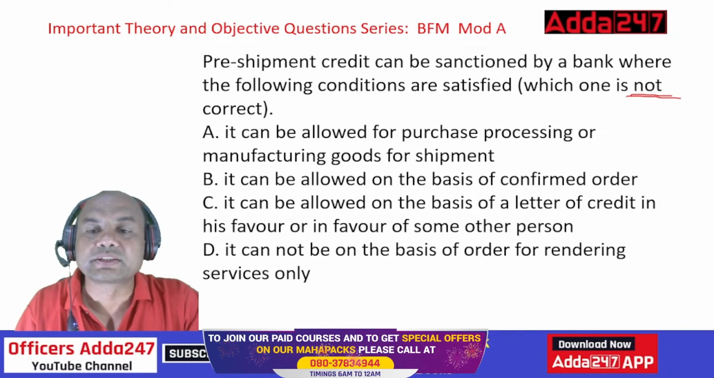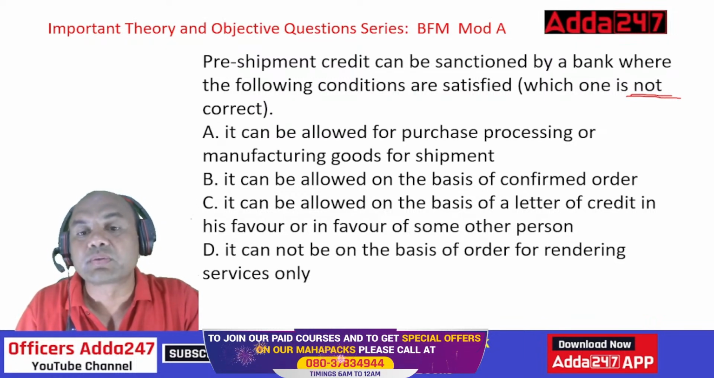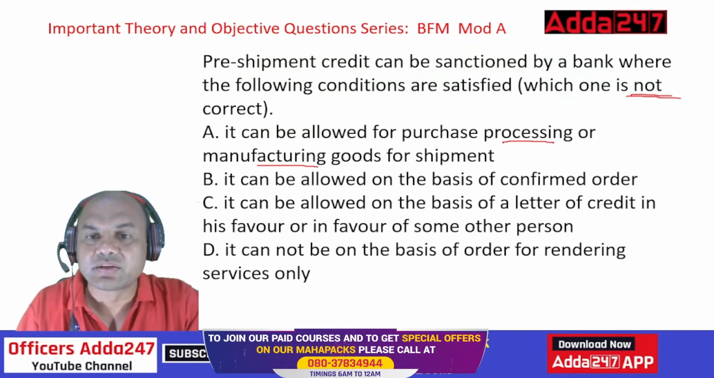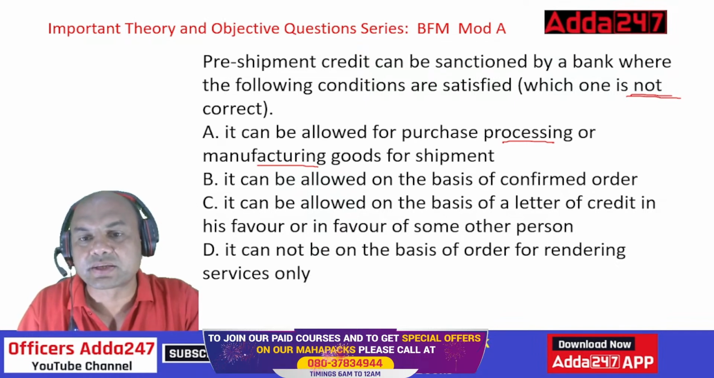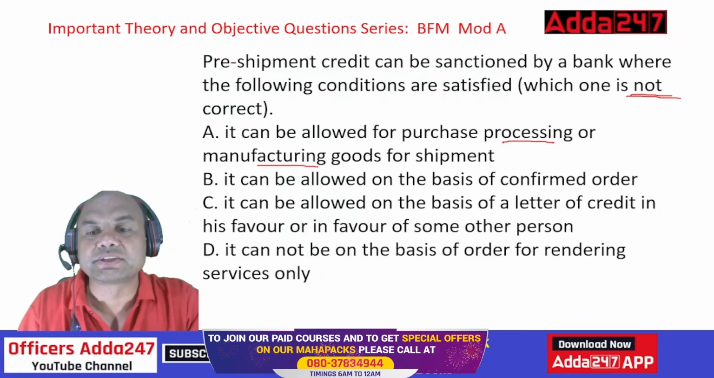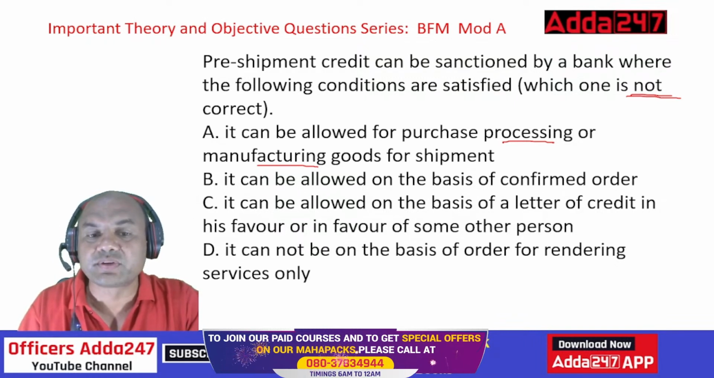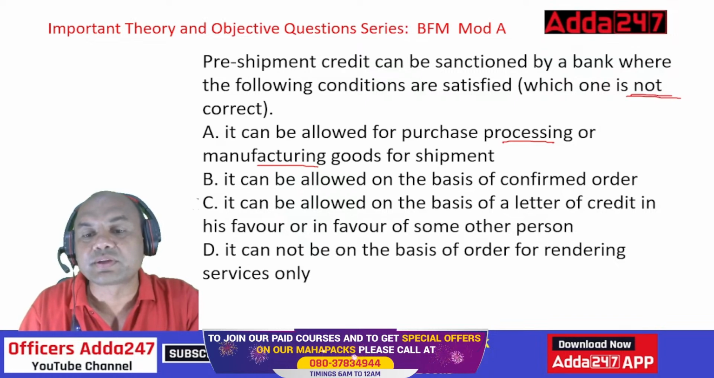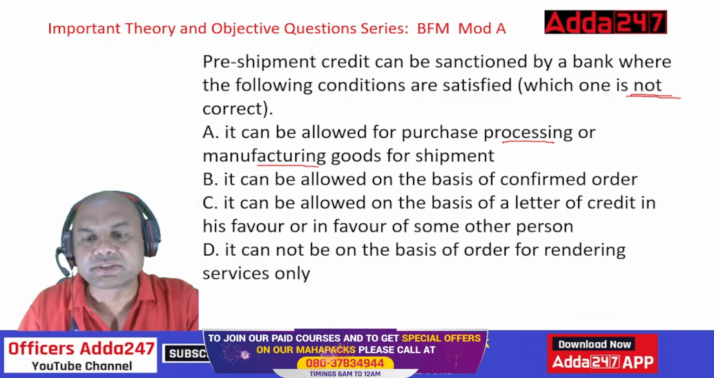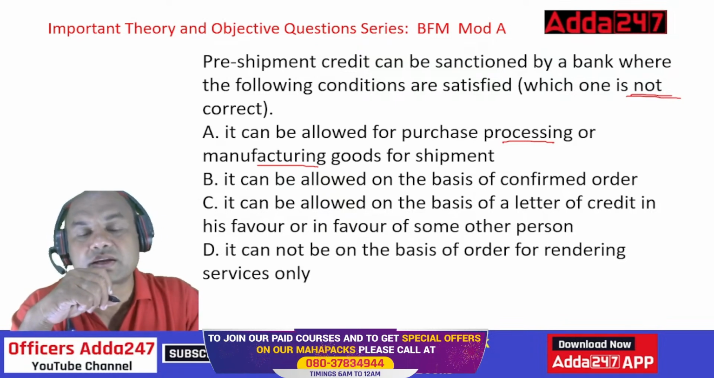It can be allowed for purchase, processing, and manufacturing goods for shipment. See here, processing is there, or manufacturing goods. For purchasing raw material, it means it's allowed for purchase, processing, or manufacture of goods for shipment. It can be allowed on the basis of a confirmed order. It can be allowed on the basis of an LC in his or her favor, or in favor of some other person. It cannot be on the basis of an order for services only. Which of them is not correct then?